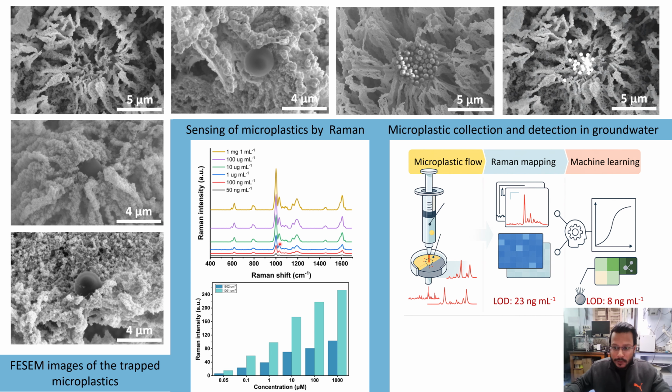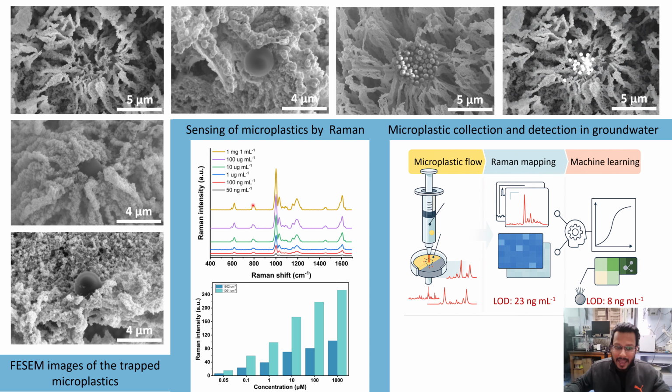And we are using Raman spectroscopy to see whether there is the presence of this microplastic or not. So here we have used polystyrene, and we have seen that we can go down up to 50 nanogram per ml. And we are now going for the application, because without application the fundamental science is kind of crippled.